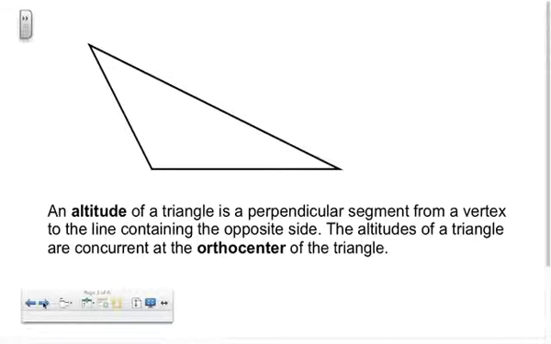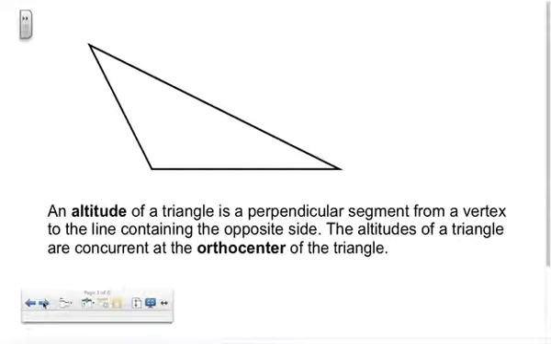Okay, a little bit more vocabulary. The last special segment that we're talking about is the altitude of a triangle. The main thing that you need to get is that it's coming from a vertex and it's perpendicular to, most of the time, a side of the triangle. Hold on. The definition has to be the way that it is. Notice how the definition is phrased. It's a perpendicular segment from a vertex to the line containing the opposite side.